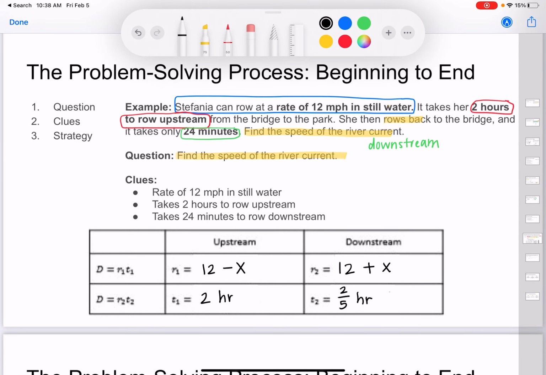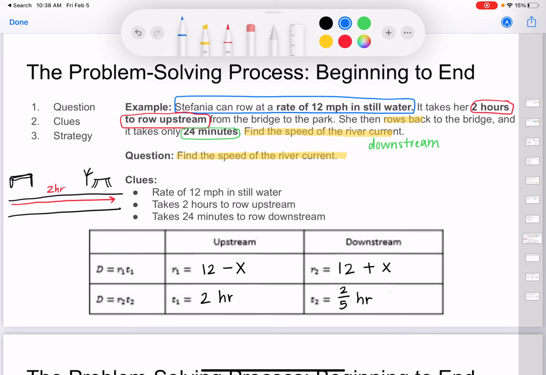Well, as you can see, it says that it takes her 2 hours to row upstream from the bridge to the park. So let's say we have a bridge here, and then we have a park. Okay, so what it's saying, let's say there's a stream here, and she takes 2 hours to go upstream. So let's say this is upstream. This takes her 2 hours.